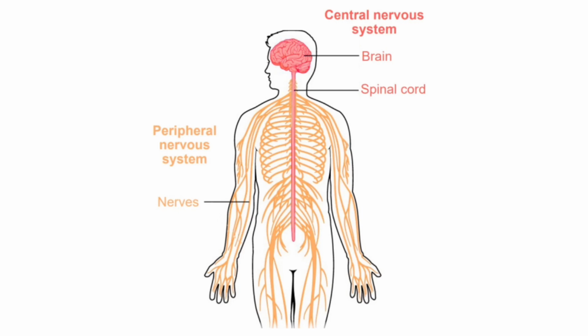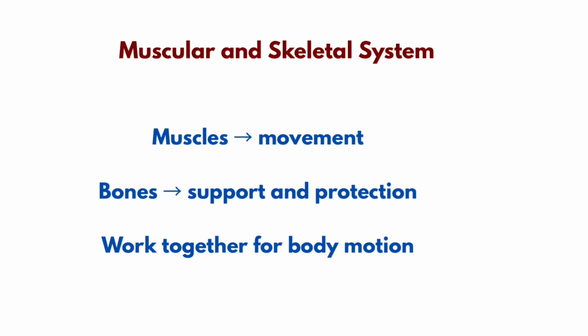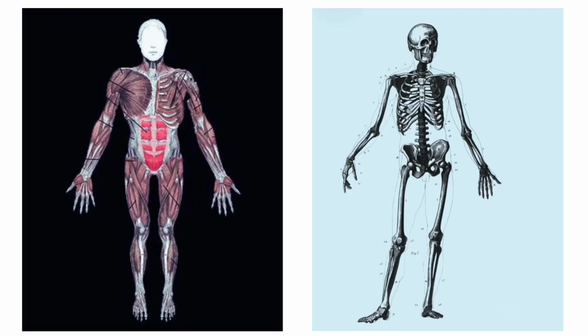Alright. Let's see the muscular and skeletal system. Muscles do the movement, bones do the support and protection. So together they work for body motion.